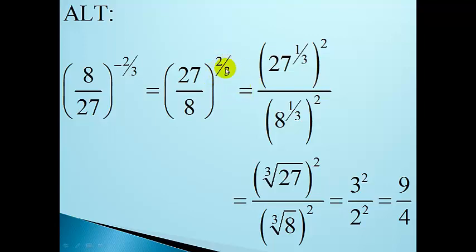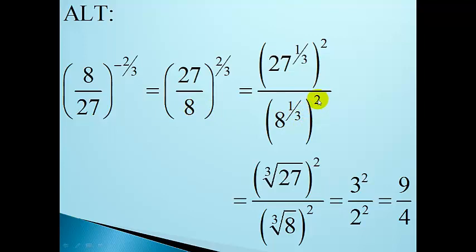The exponent is affecting both the numerator and the denominator. But we can see that 2 over 3 can be expressed as 1 over 3 times 2. Because if you multiply 1 over 3 by 2, you are getting back 2 over 3. And therefore, 2 over 3 can be separated as 1 over 3 times 2. So we move the 1 over 3 into the bracket and we move the 2 outside the bracket. The same thing happens to the denominator. We move the 1 over 3 into the bracket and we move the 2 outside the bracket.